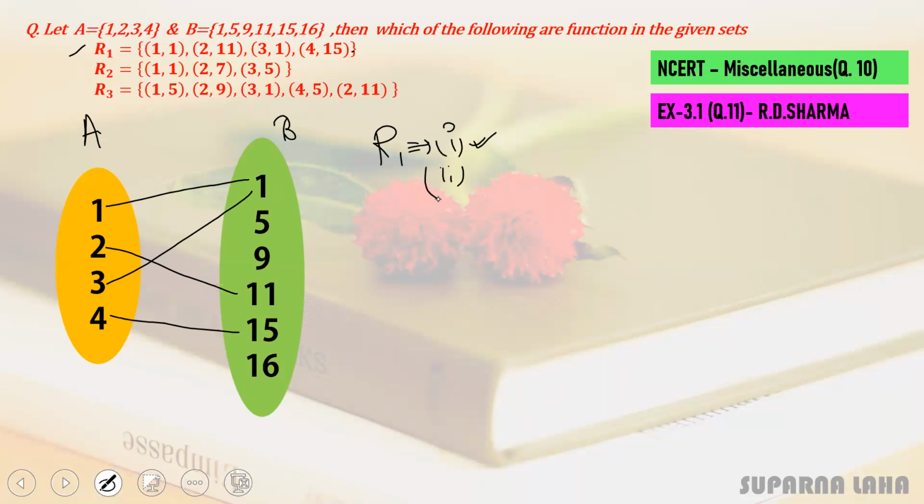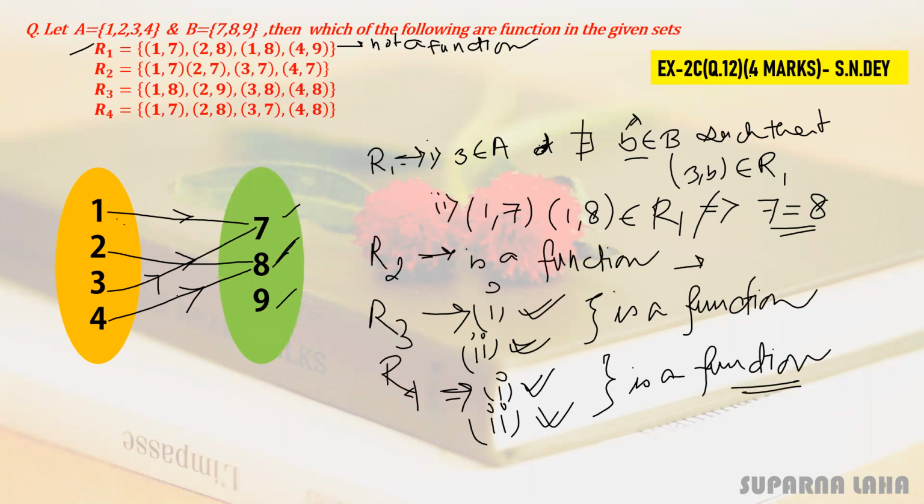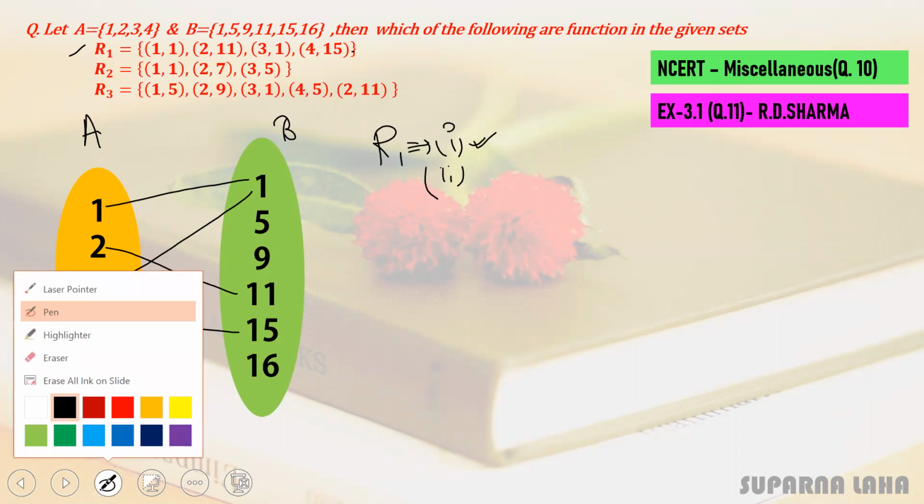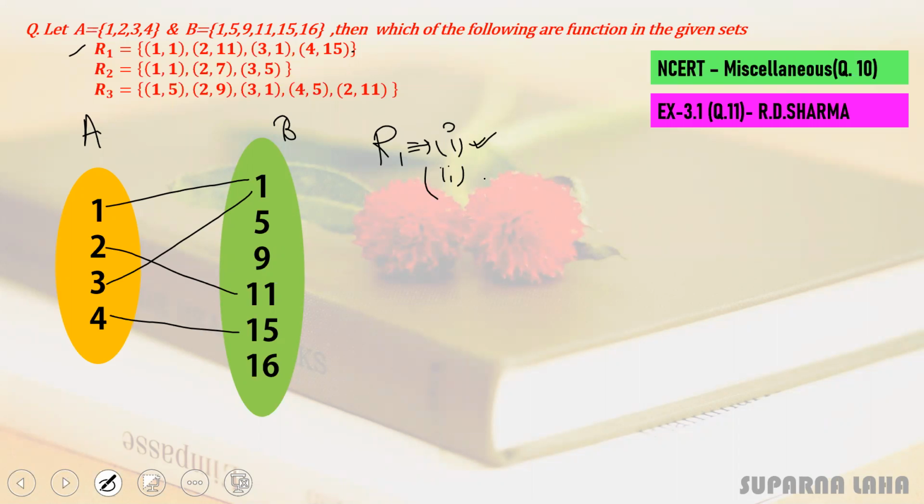Number 2. That is, every element has just only one image. 1 has image 1, 2 has image 11, the image of 3 is 1 and the image of 4 is 15. Okay, so now number 2 is also satisfied. So that means we can say that R1 is a function.